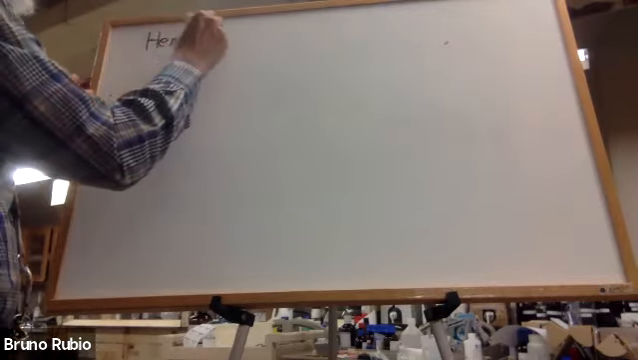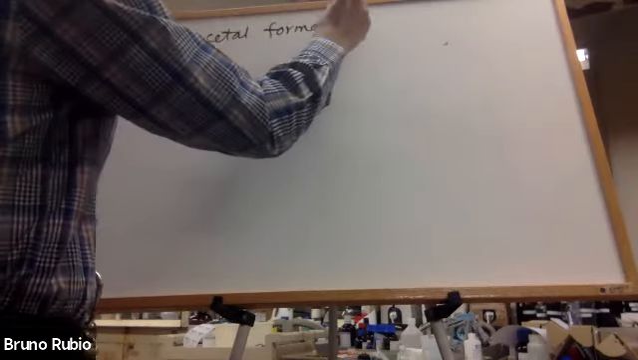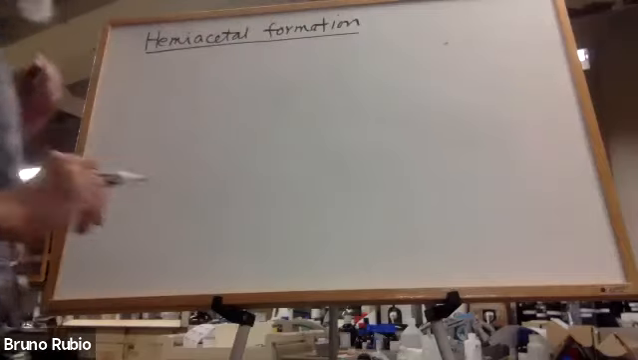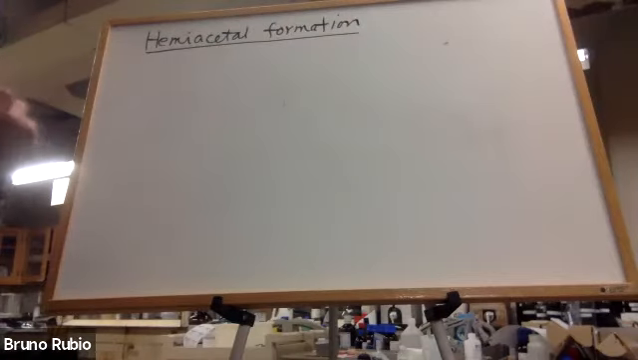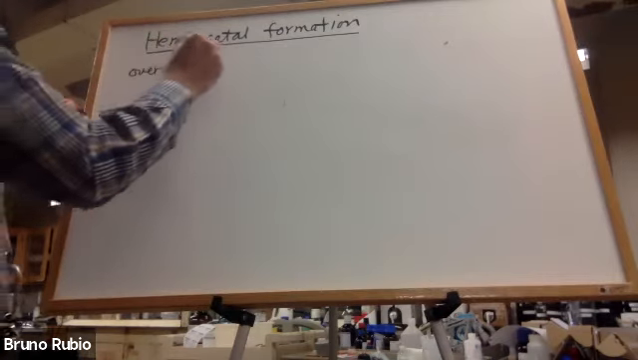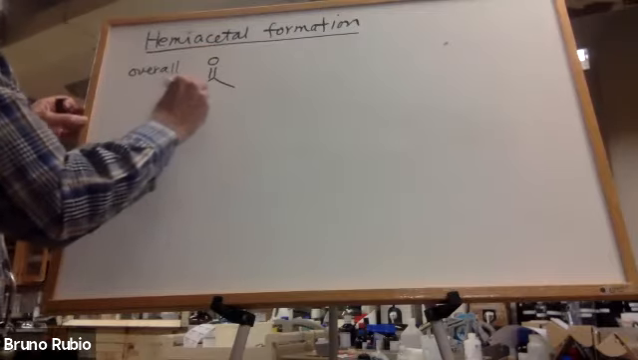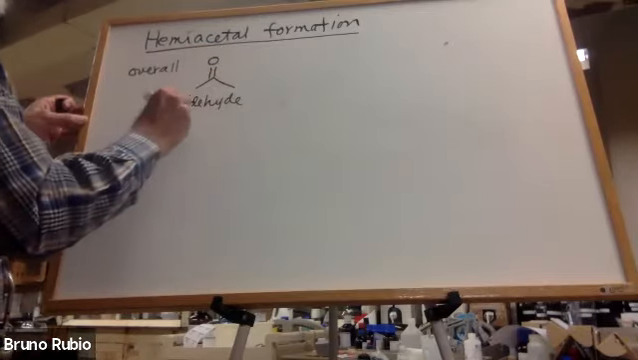Next reaction that we want to talk about is hemiacetal formation. Okay, so the recipe for making a hemiacetal is very similar to the recipe for making the hydrate. We're starting, this will be the overall reaction. You're starting with an aldehyde or a ketone.